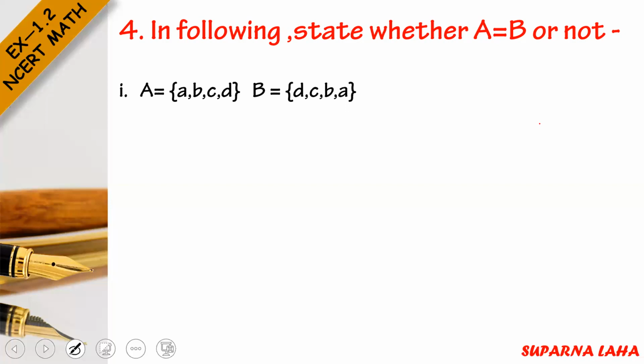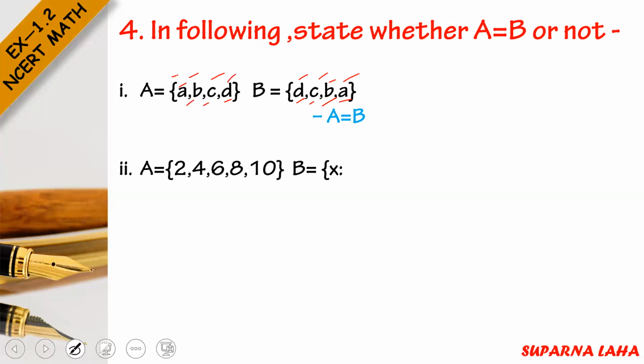Now, what is the definition? Every element of A should belong to B, and every element of B should belong to A. So A is present here, B present here, C present here, D present here. Now from the set B, D is present in A, C is present in A, B is present in A, and A is present in A also. So all the elements of A are in B, right? A, B, C, D are present in A and also present in B. So the sets are equal, that is A equals B.